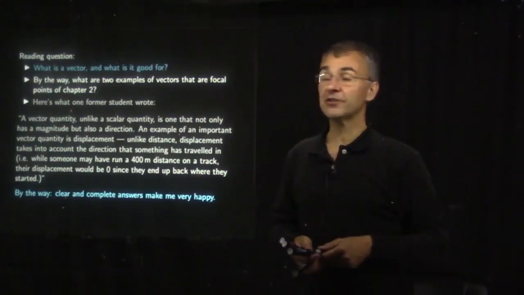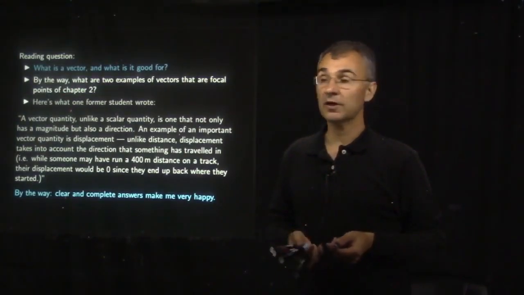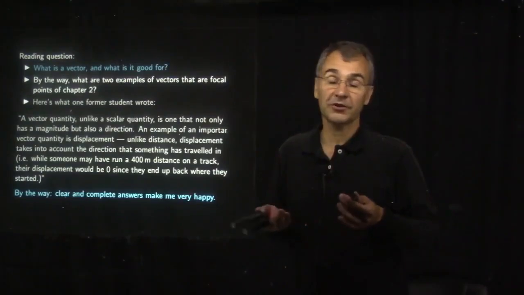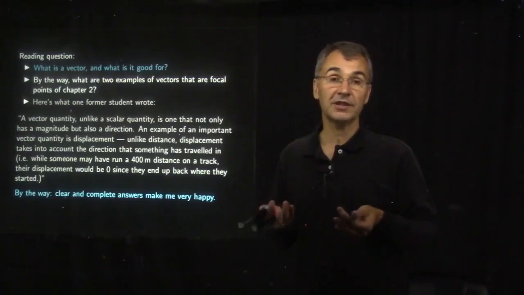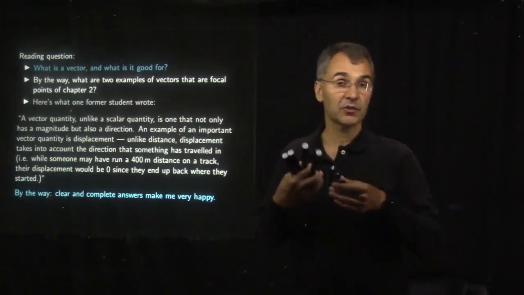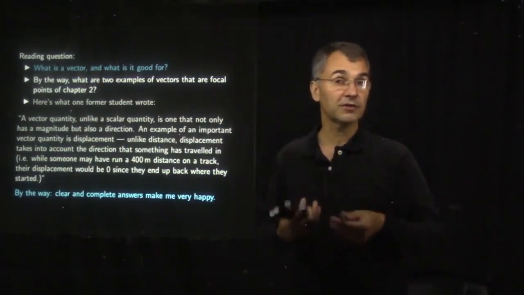What are two examples of vectors that are focal points of Chapter 2? Well, I would say displacement is one, or you could say position, but position or displacement, that's one. The other one is velocity. Velocity is a key topic of Chapter 2. So I would say either position and velocity or displacement and velocity.